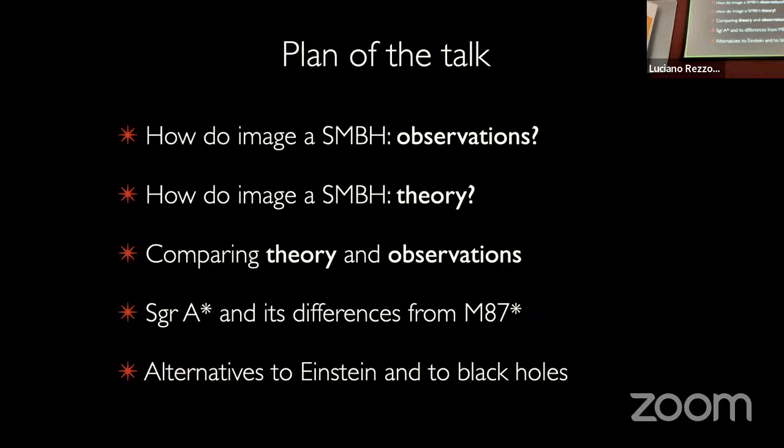Most of this will be very general for generic black holes, but mostly focused on M87. And then I'll tell you what the differences are when you start looking at Sagittarius A star. And because I'm interested in gravity, I will also tell you about alternatives to Einstein in terms of theories of gravity, or to black holes. What we see, are we sure that it's really a black hole and not something else? There are these other objects, black hole mimickers, that have similar properties.